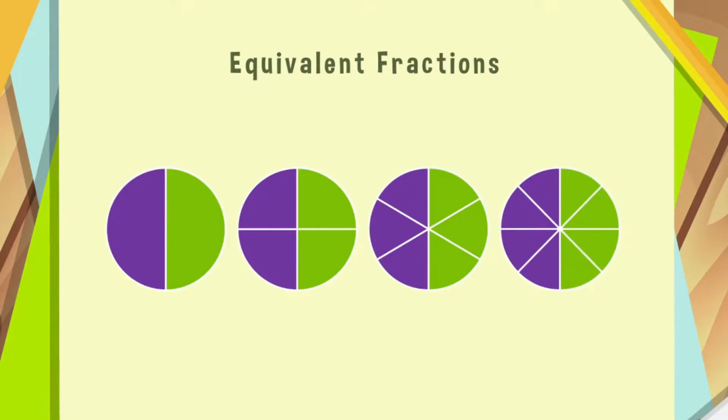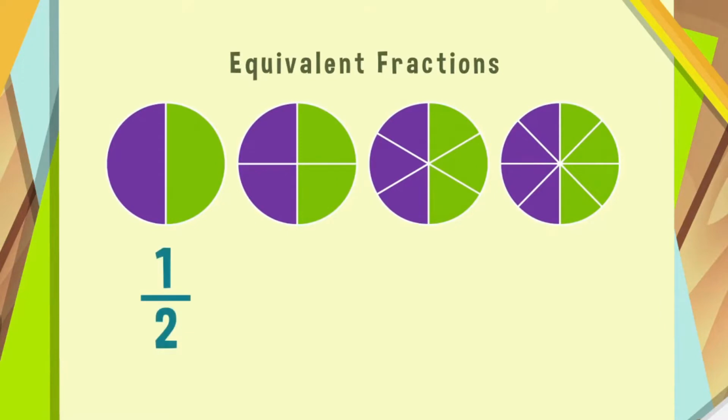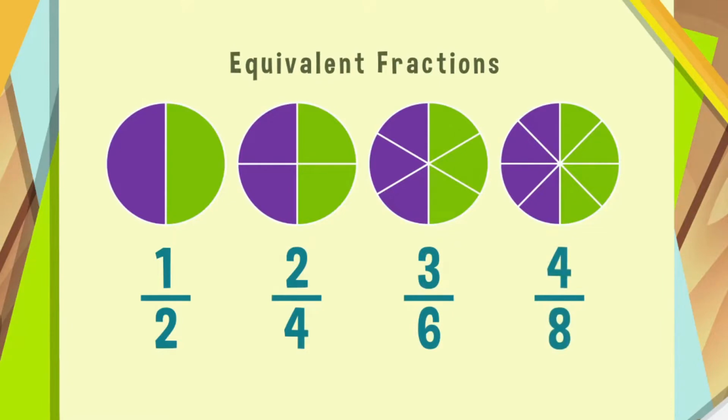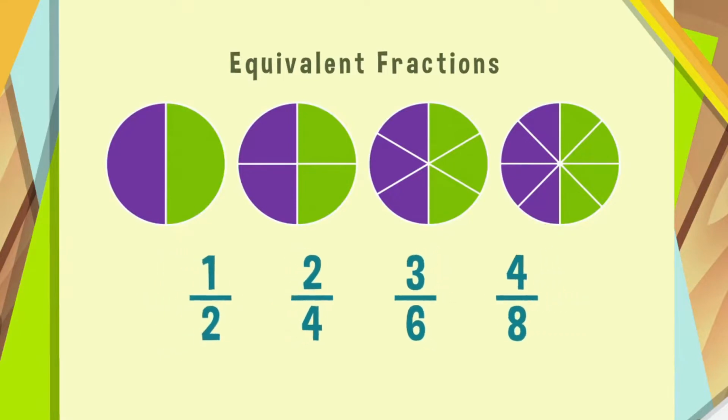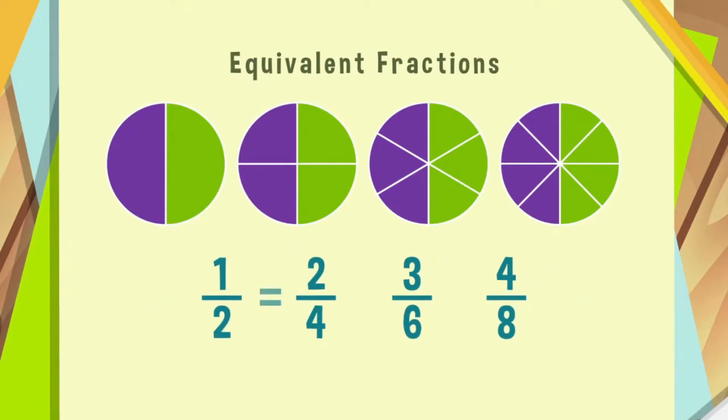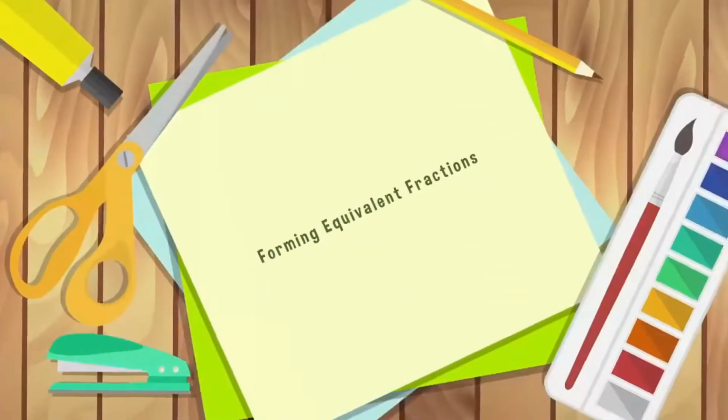We can observe that the same part of the circle is shaded in all the figures. Thus, 1 upon 2, 2 upon 4, 3 upon 6, 4 upon 8 represent the same portion of the circle and are equal. 1 upon 2 equals 2 upon 4 equals 3 upon 6 equals 4 upon 8. All these are equivalent fractions.